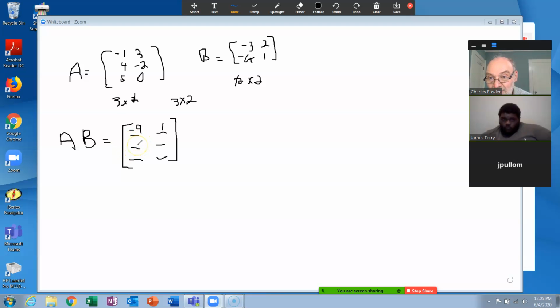What's the address of this one right here? Where are we, Waldo? Second row, first column, right? So second row of A, 4, -2, we're going to multiply by the first column of B. So that would be 4 times a -3 is? -12. And then a -2 times a -4 is? Positive 8. So -12 plus 8 would be? -4. Perfect.